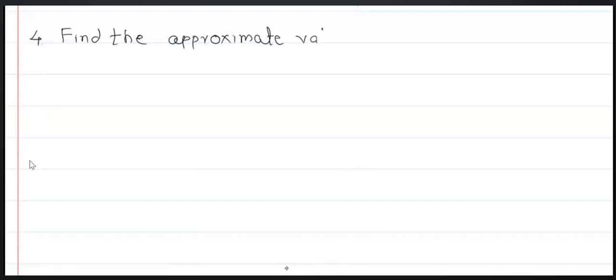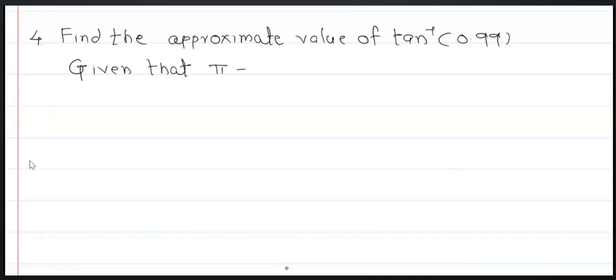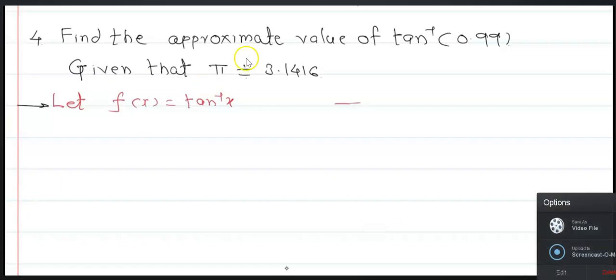Find the approximate value of tan inverse of 0.99. Now it is closest to 1. Here we are given that the value of pi is 3.1416. Let f of x be equal to tan inverse of x. This is our function. f of x is equal to tan inverse of x.